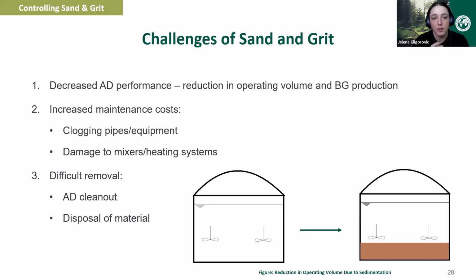The other challenge with sand and grit is increased maintenance costs as it clogs pipes and equipment and causes damage to mixers and heating systems sometimes, and also difficulty in removing it. So you need to do a digester clean out to get rid of the sedimentation at the bottom, and then sometimes it can be difficult to dispose of the material, this digestate laden sand that you have there. It can be quite costly to dispose of it at a landfill or other facilities, for example.